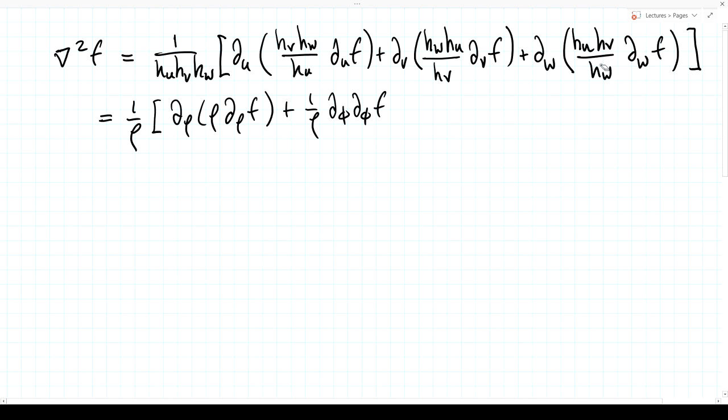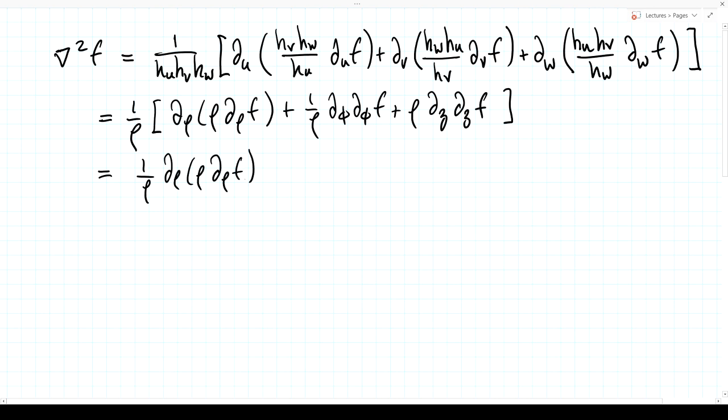And then here, HV is rho, so you get plus rho, the Z derivative of the Z derivative. And so that works out to be 1 over rho, the rho derivative of rho times the rho derivative. Now you could, if you wanted to, use the product rule to expand that out into two terms. We'll leave it in that form, usually more convenient.